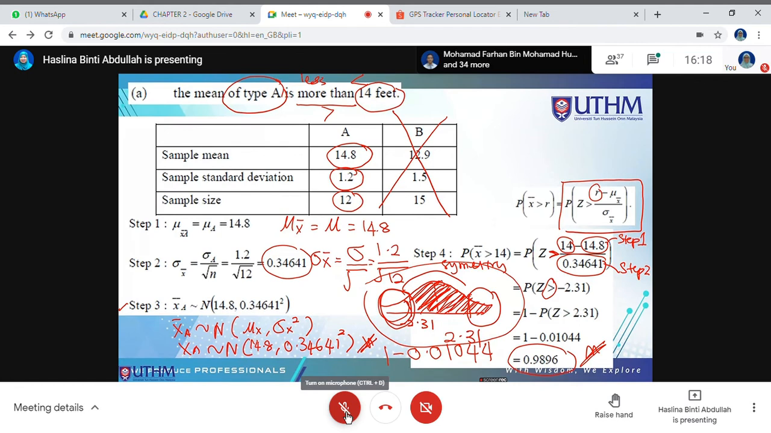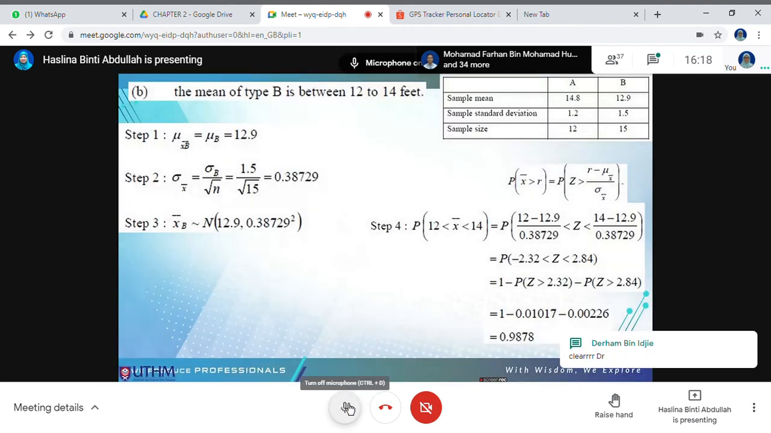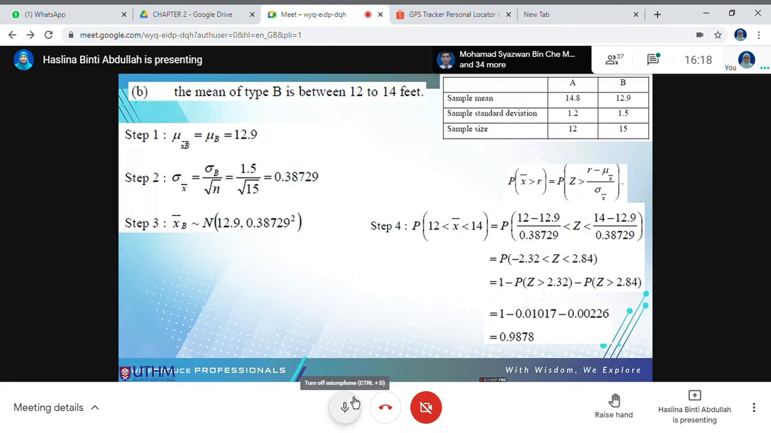Clear, doktor. Okay, good. And then we proceed to question B. Find the mean of right.